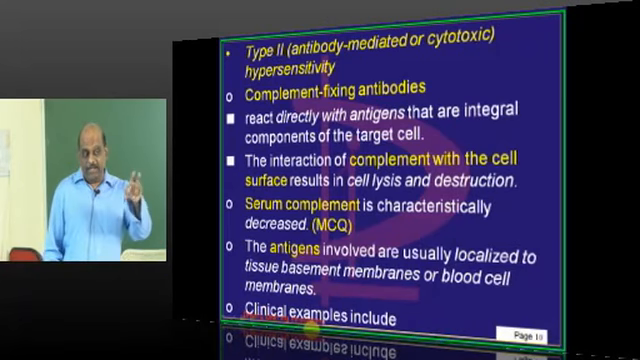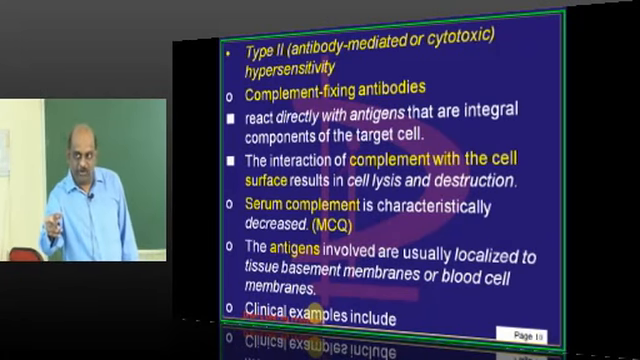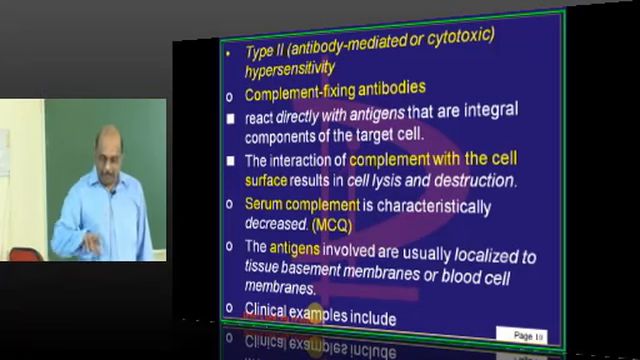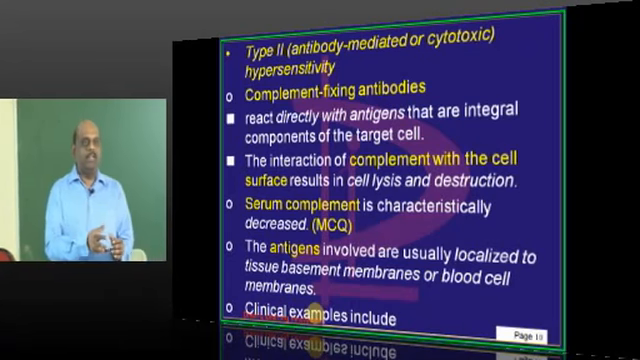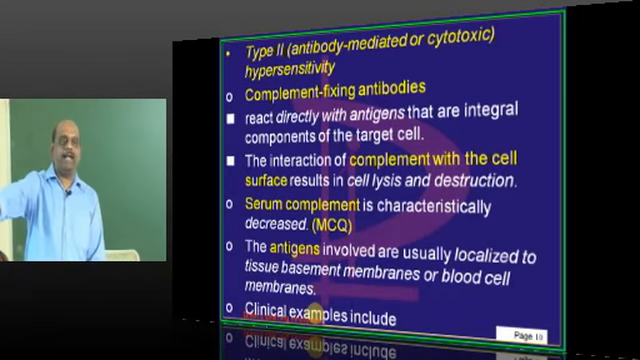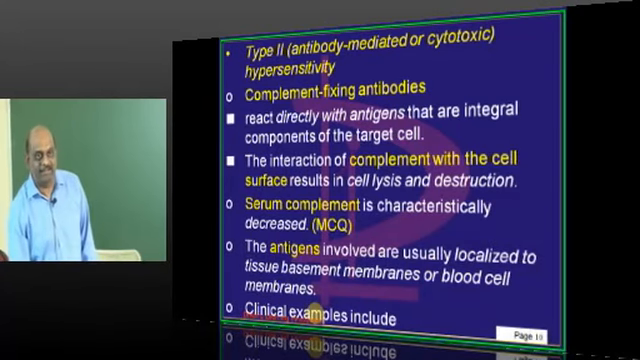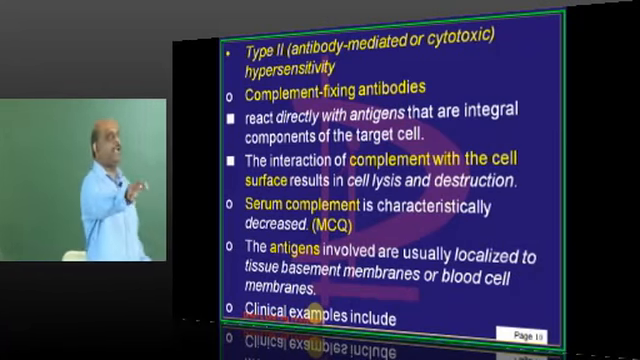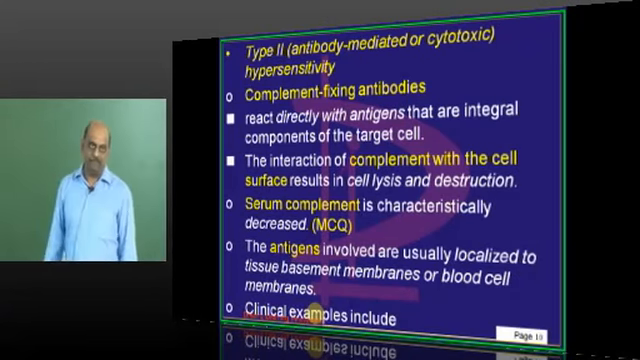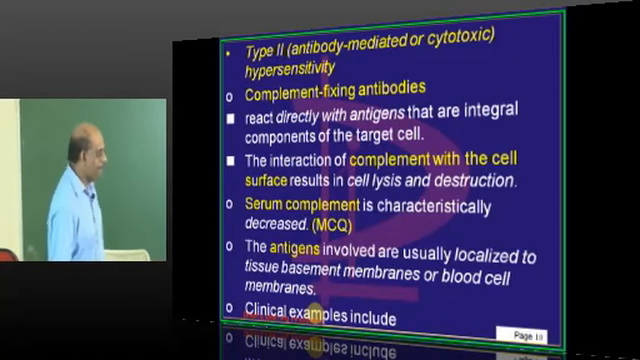What is the difference between this and post-streptococcal glomerulonephritis? There the streptococcal antigen is free floating, and the antibody against it is also free floating. They both meet, an immune complex is formed, and that goes and attacks the kidney. That is an immune complex deposition state, which is different. An antigen fixed in a tissue like an RBC membrane or a basement membrane is the target in type 2 hypersensitivity.